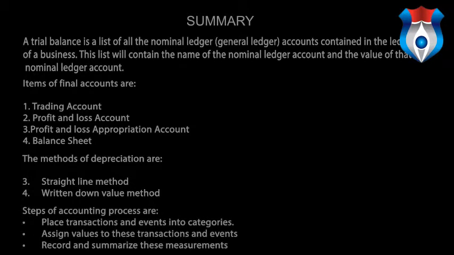The methods of depreciation are straight line method, written down value method. Steps of accounting process are place transactions and events into categories, assign values to these transactions and events, record and summarize these measurements.